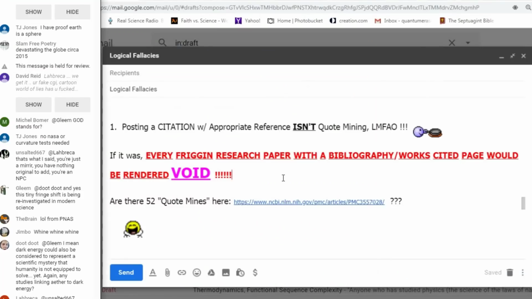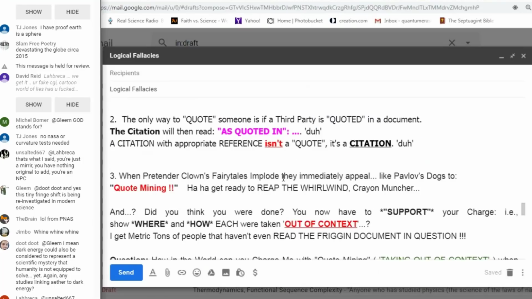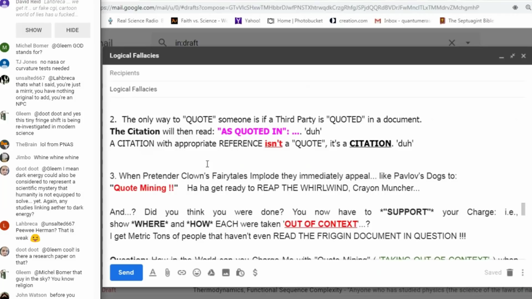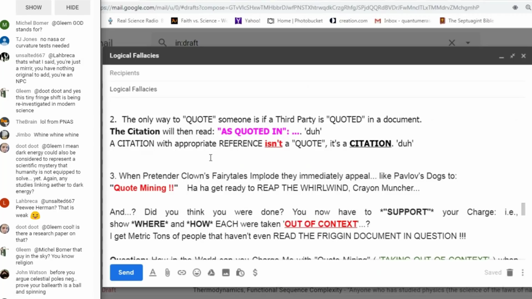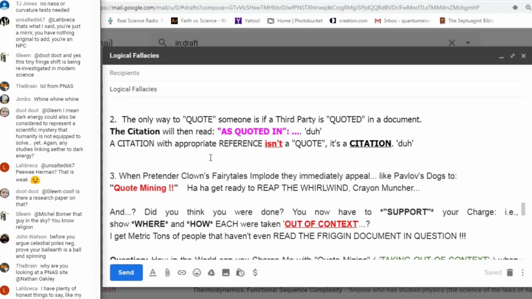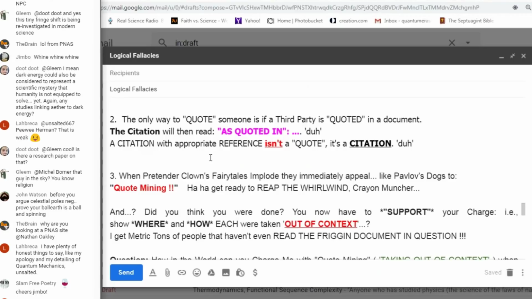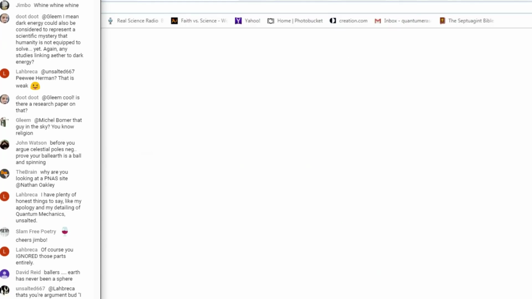Unbelievable. Right? Number two, the only way to quote someone is if a third party is quoted in a document. The citation will then read as quoted in. Duh. A citation with appropriate reference isn't a quote. It's a citation. I'll tell you what. I'm starting to get fired up.